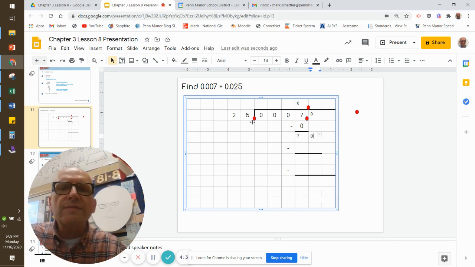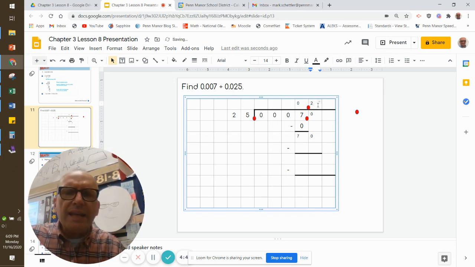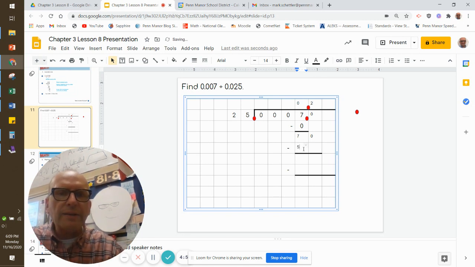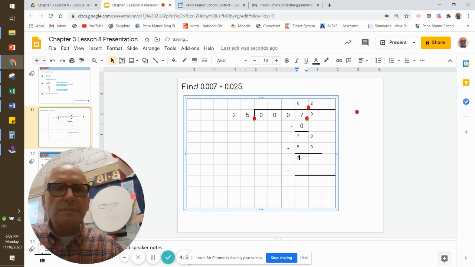So how about 25 times 3? That's 75. That's too much. How about 25 times 2? Yeah. Multiply that and put that up there. 25 times 2 equals 50. Not quite 70, but we're getting there. It's somewhat close. Now I can subtract. 70 minus 50 is 20.